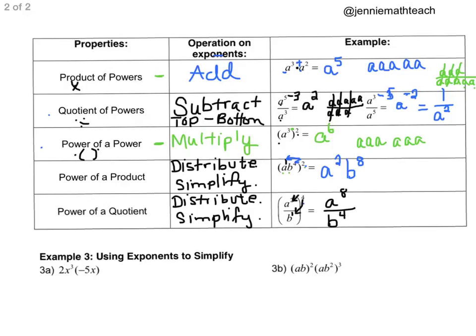We can't further simplify anything in this problem or this problem because the a and the b are different bases. If these were both a's, we'd be able to keep going and subtract the 8 and 4, but they're not. They're 2 different bases, so we're done.